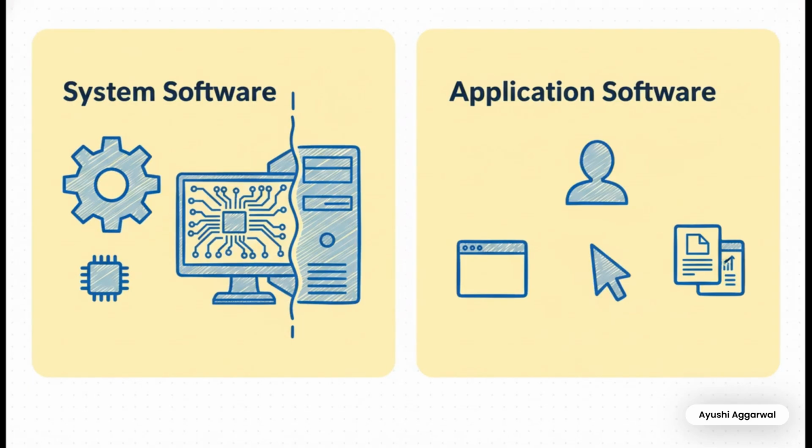Now, for your exams, it's really important to know that we divide software into two main types. On one hand, you've got system software, and its job is to manage the entire computer system. And on the other hand, there's application software, which is designed for people like you and me, the user, to get specific tasks done. Let's dive into both of these in a little more detail.